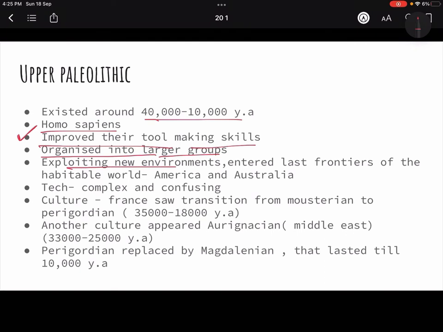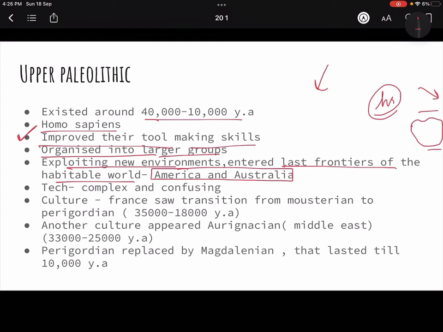Exploiting new environments, they entered the last frontiers of the habitable world, America and Australia. Okay, so now you know that Homo sapiens were one of those creatures who aggressively moved and migrated to newer places. So the last frontiers were America, the New World, and Australia, because Australia is also surrounded by water on all sides, so it is very tough to get there unless you have some boat kind of technology, right? So you need to understand how they must have reached that place. They must have had some technology to reach that area. So you can understand now that the species became intelligent, they were reaching the last frontiers of the world.